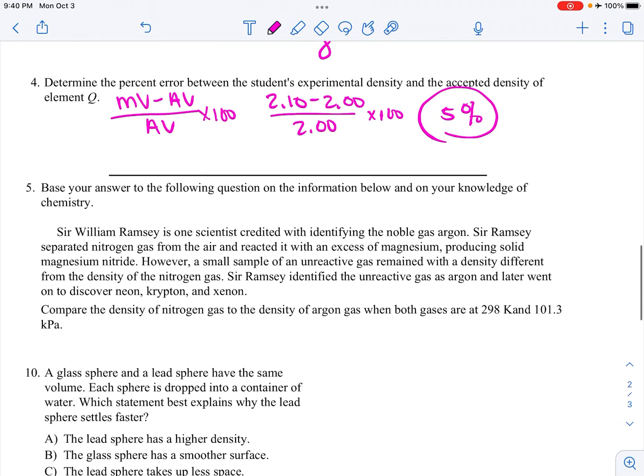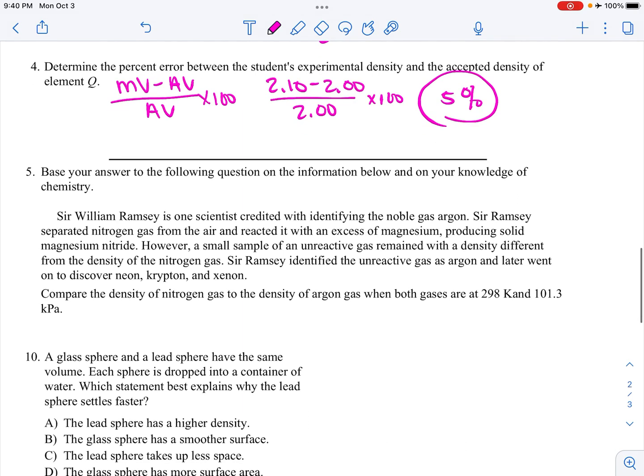Okay. Sir William Ramsay is one scientist credited with identifying noble gas argon. Ramsay separated nitrogen from the air, reacted it with an excess of magnesium, producing solid magnesium nitride. However, a small sample of an unreactive gas remained with a density different from nitrogen. Ramsay identified it as argon and later went on to discover neon, krypton, and xenon. Compare the density of nitrogen gas to the density of argon gas when they are at these conditions. So I know because the reading did not tell me any information, I can go to table S.